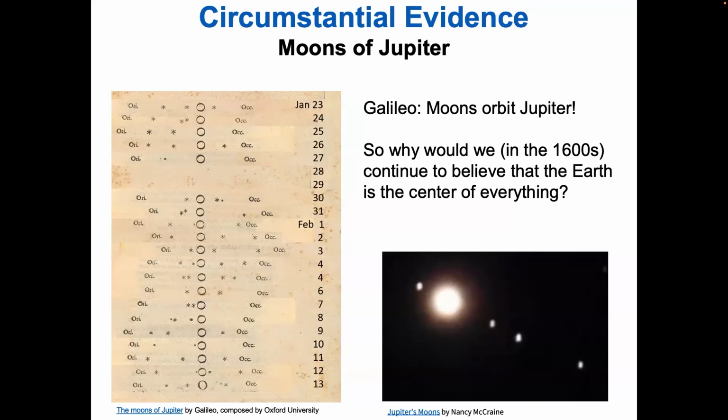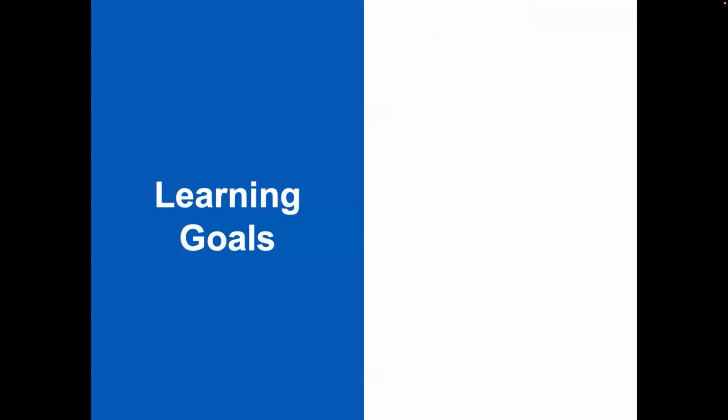So what does this tell us? This tells us there are things, even in our solar system, that do not orbit Earth. So why should you believe that the Earth is the center of everything if there are other things orbiting other planets? So that's, as I said, not direct evidence that we live in a Copernican model system, but it is pretty darn good circumstantial evidence that solidifies the argument.